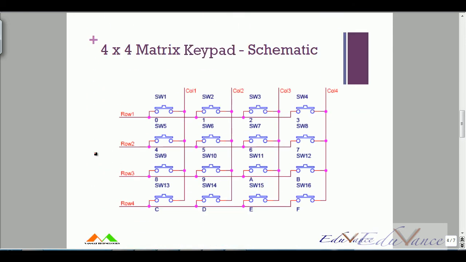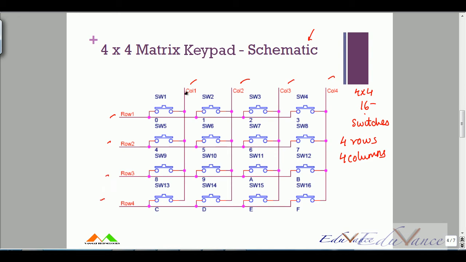So a typical 4x4 matrix keypad looks like this, the schematic. You have a total of 16 switches, as we can see, 4 cross 4, 16 switches, which are divided into a structure which has 4 rows and 4 columns, like these.